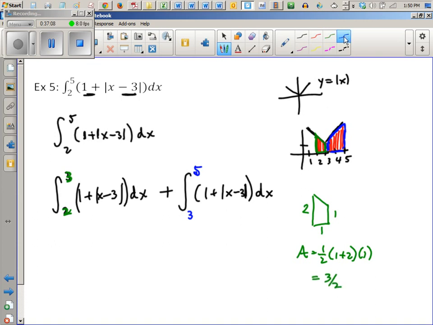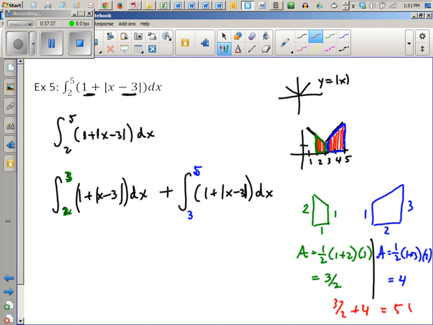And then the blue one is bigger looking. This is a 3, 1, 2 rectangle, or trapezoid. So the area will be 1/2 times 1 plus 3 times 2, which is 4. So the answer to this, since both of these are above the x-axis, I can just add them together. 3/2 plus 4 is 5.5. And you might notice that in the back of the book, they stuck everything as fractions. So 3/2 plus 4 is 11/2. So they might leave it like that.